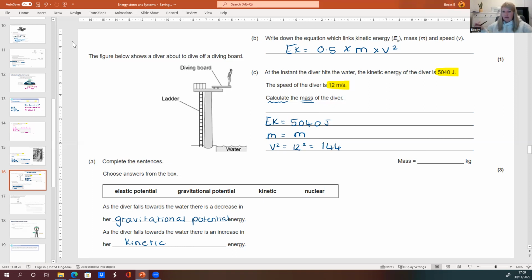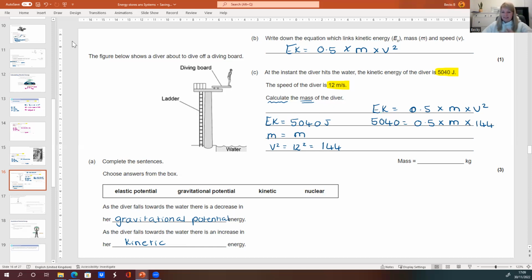However, I'm just going to rewrite it down here just so that I can substitute underneath. Yeah, so EK, 0.5 times m times v squared, just so you can see what I'm doing a little bit easier. So now I'm substituting in. I know what EK is, 5040, so that equals 0.5 times m, because I don't know that, times 144.